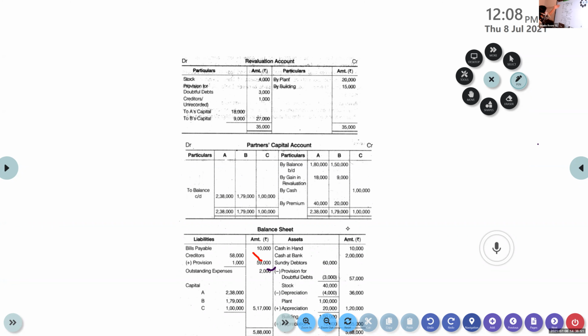And I forgot to tell you about the revaluation. When you balance it, you get a profit. The credit side is more, so it is a profit, and that profit is distributed to the old partners in the old ratio. So the original capital is given in the capital account of A and B. Now, by gain in revaluation, that is a profit, revaluation profit, 18,000 and 9,000.